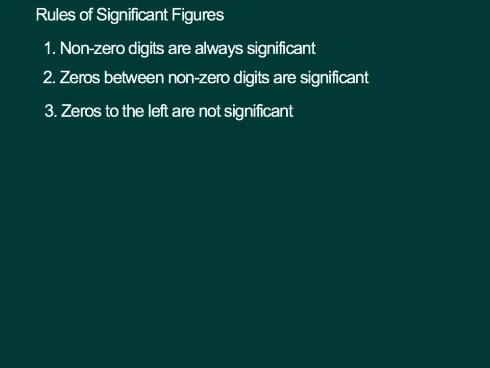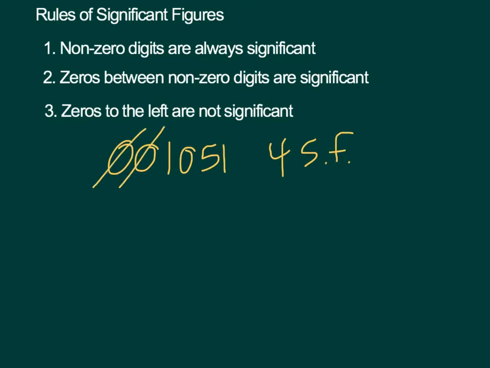The third rule is that zeros to the left are not significant. So if we were to list that number as 001051, this would still just have 4 significant figures. So those don't matter as far as counting the significant digits. Okay, only the inline zeros do, and a couple other cases coming up.